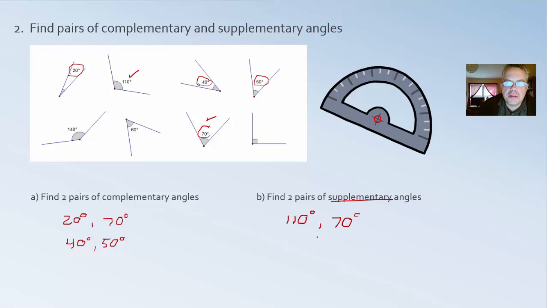There's another pair here somewhere. So let me look. We've got 140 degrees here. Oh, and 40 degrees. So 140 and 40 would add to 180. So those are supplementary angles.